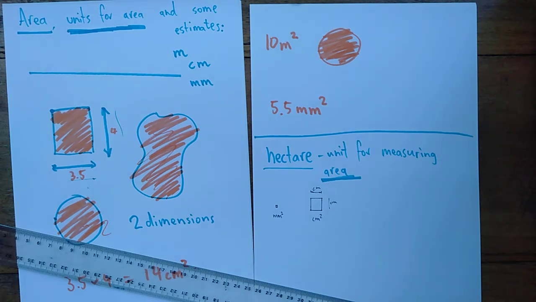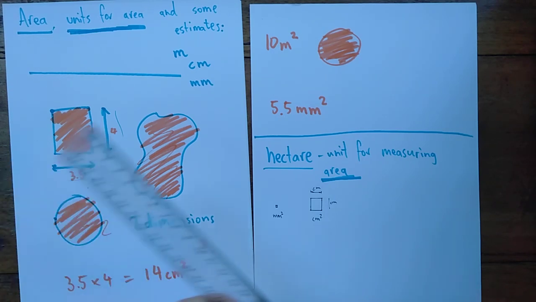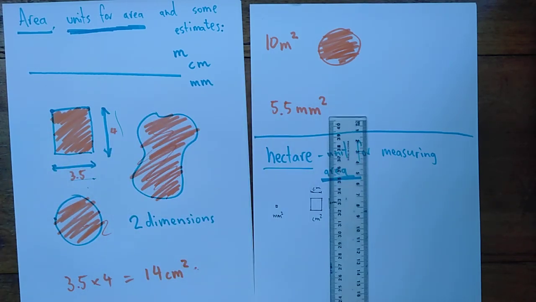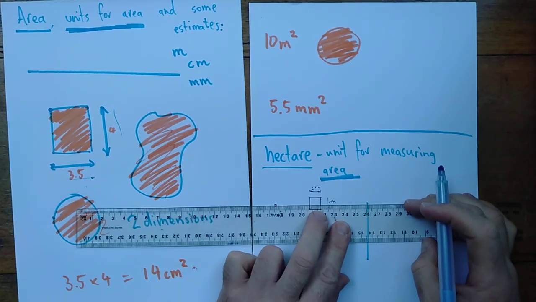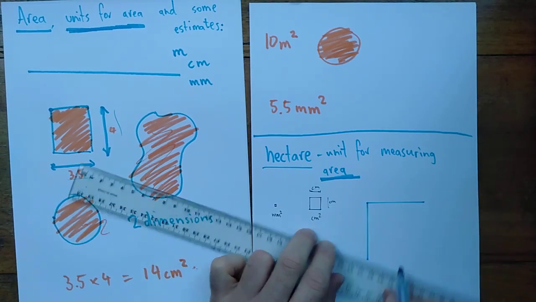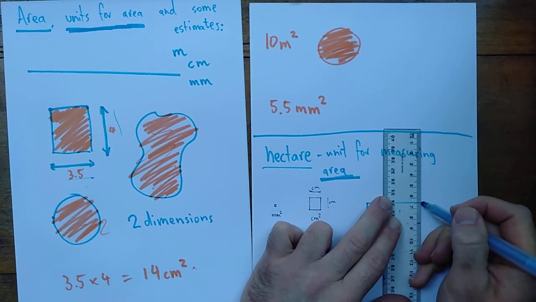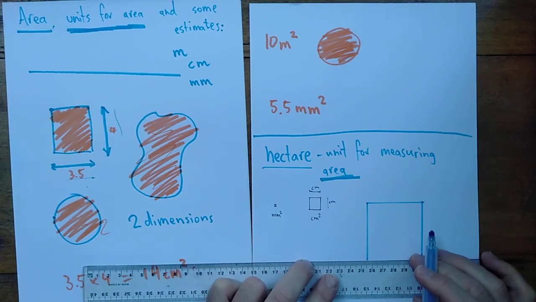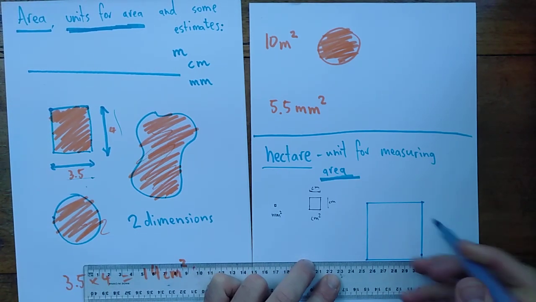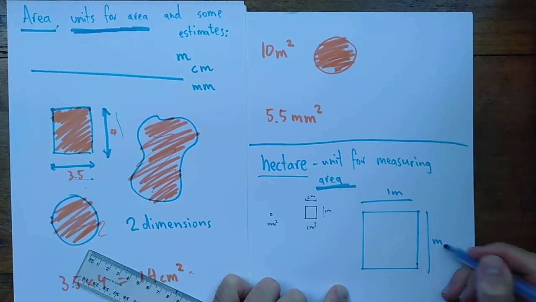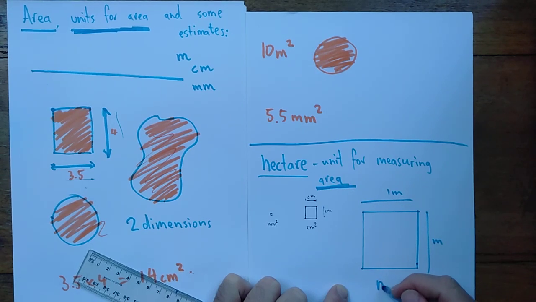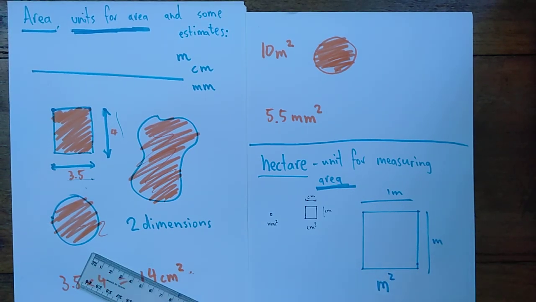A meter squared, which I can't draw on this picture because I just don't have enough space, but I'll draw a representation of it, is much bigger. It's 1 meter by 1 meter. So if you imagine a meter ruler that you might have in a classroom or something like that, so that's 1 meter squared.